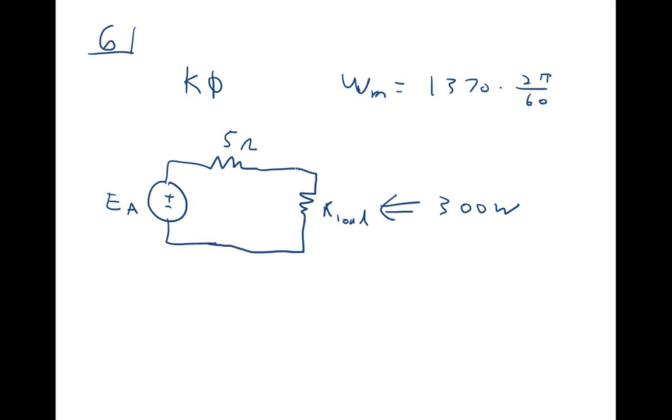Well, the no load case would be when there's no load connected, which would just be EA. So VT no load is just going to be EA, which is just going to be equal to K phi times omega M. So that's the no load voltage. Full load voltage just means when we have this 300 watt demand coming out on that load.